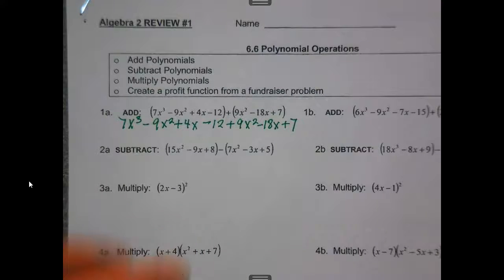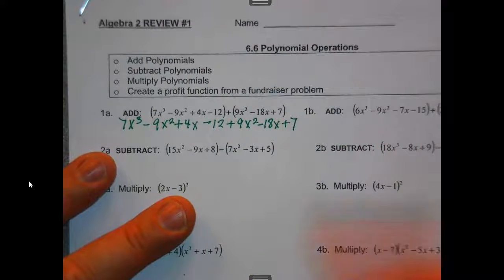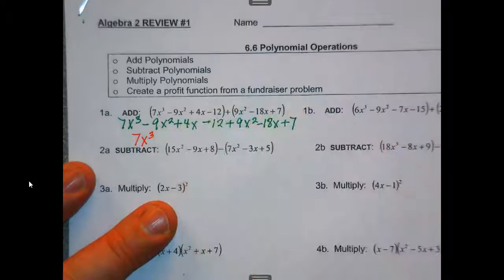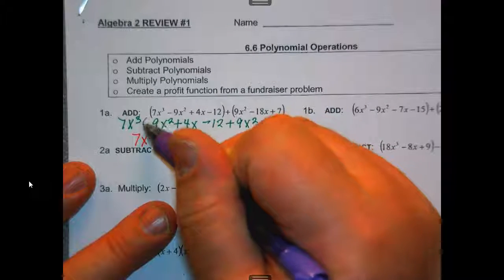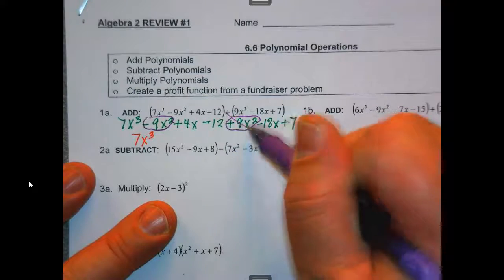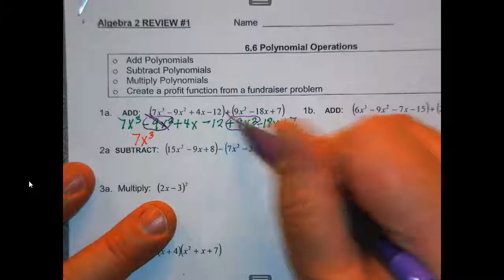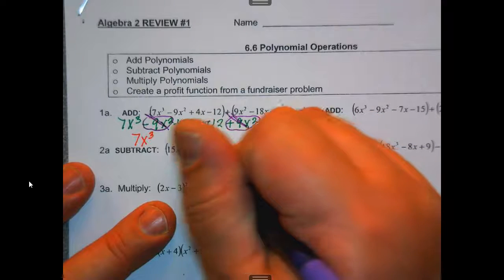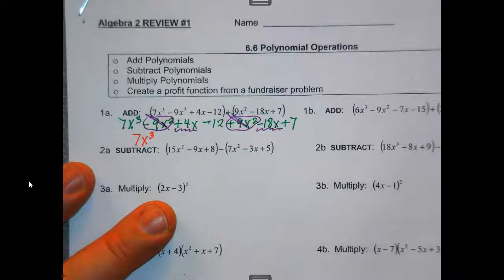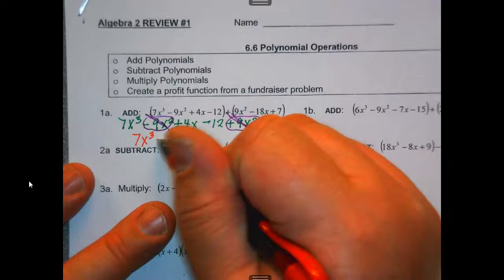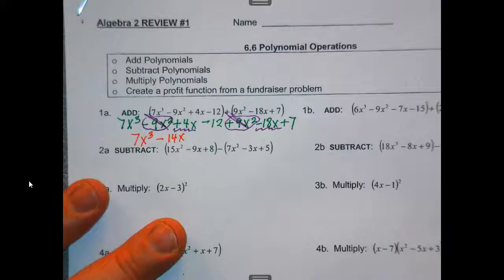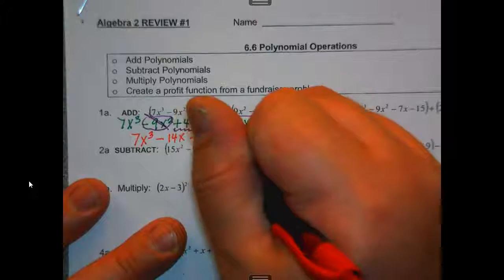Okay, let's combine some like terms. See, my highest degree is 7x cubed. I have a negative 9x squared and a positive 9x squared. They actually cancel each other out. Then I have a plus 4x and a minus 18x. Gives me a minus 14x. And then negative 12 plus 7. Negative 5.